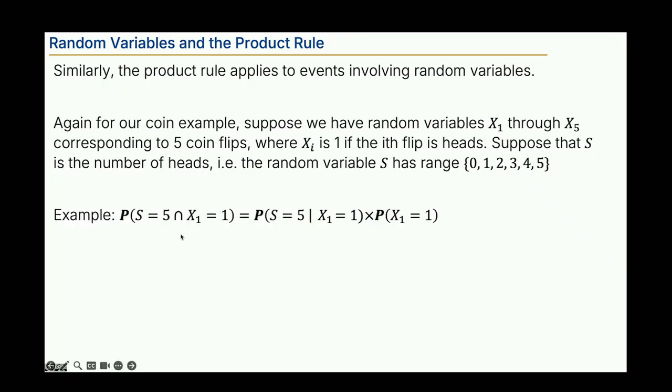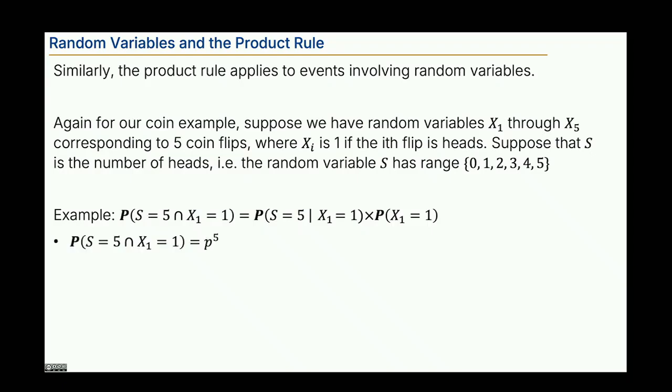So I could, for example, say, what's the probability that I get 5 heads and the first flip was heads? Well, that's just using the product rule: the probability that S equals 5, given that the first thing was heads, times the probability that X1 equals 1. And remember that this works even if the events are not independent. So that's a handy notion that we talked about. Remember the rocket being caught in the video.